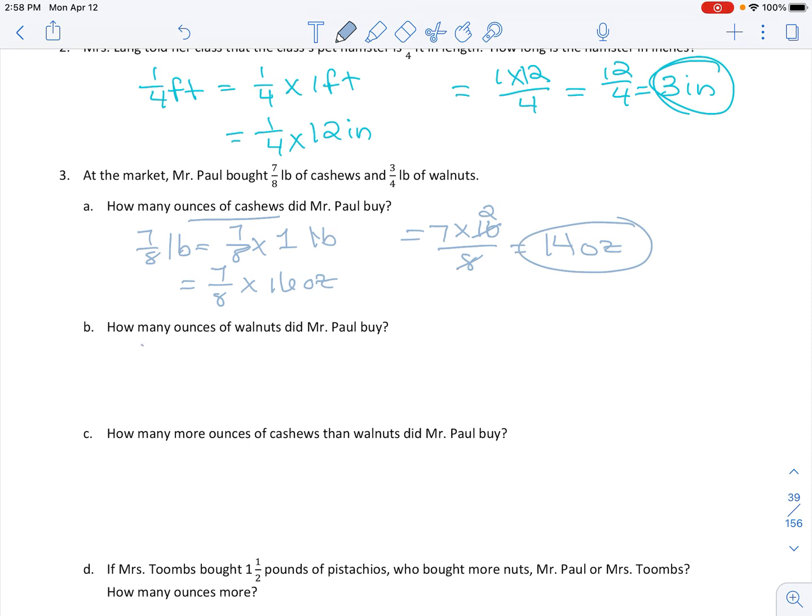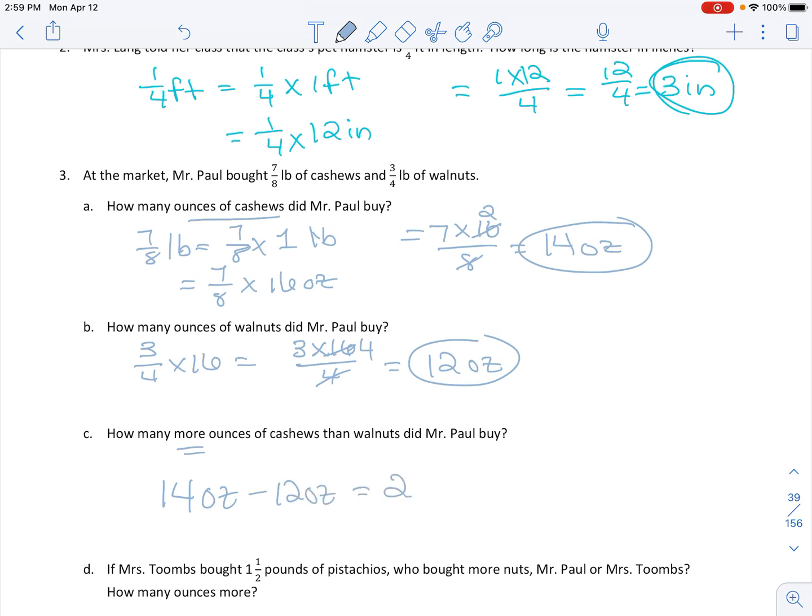Now it wants walnuts, so I'll do 3/4 times 16 because it's the same conversion, which is 3 times 16 over 4. I will cancel again, and I get 12 ounces for the walnuts. And now how many more ounces of cashews did he buy? So how many more? That means we have to subtract 14 ounces minus 12 ounces, and we get 2 more ounces.